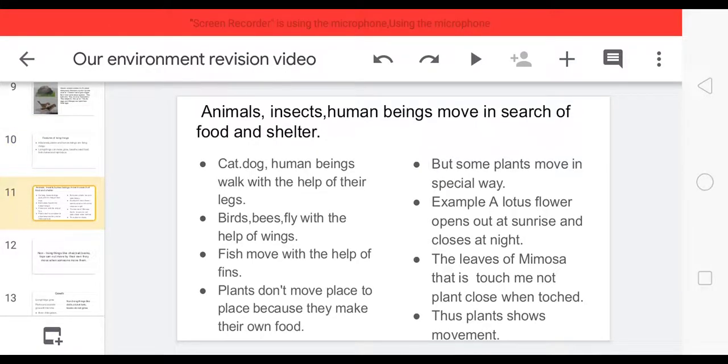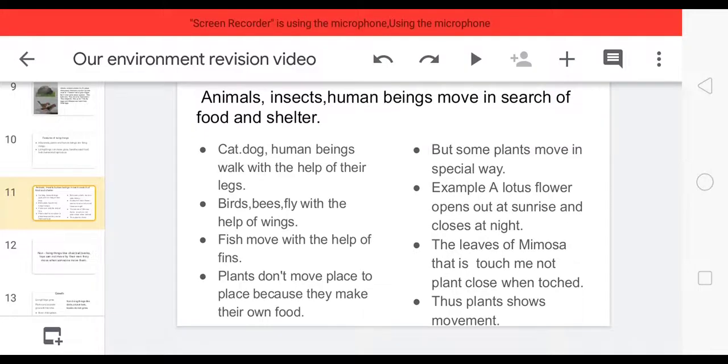Now, how do living things move and why do living things move? See, animals, insects, and human beings move in search of food and shelter. So, why do living things move from place to place in search of food and shelter? Let us read how living things move.